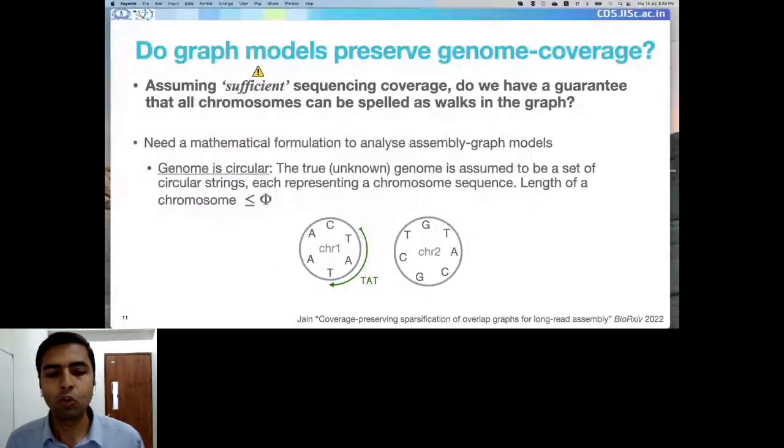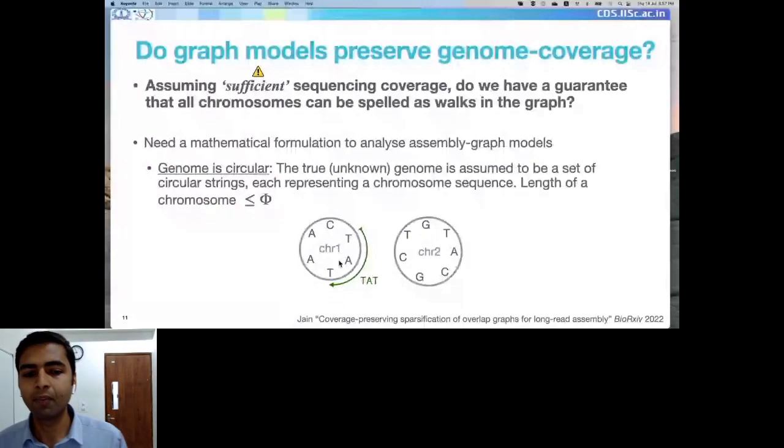So here is a toy example showing a genome with 2 chromosomes: TATAC and TACGTCGT. A read will then be a substring of one of these circular strings. So here TAT is a read that is sampled as a substring of chromosome 1.